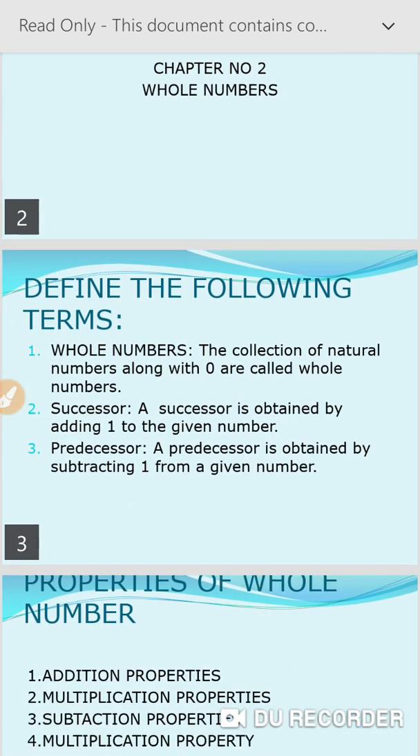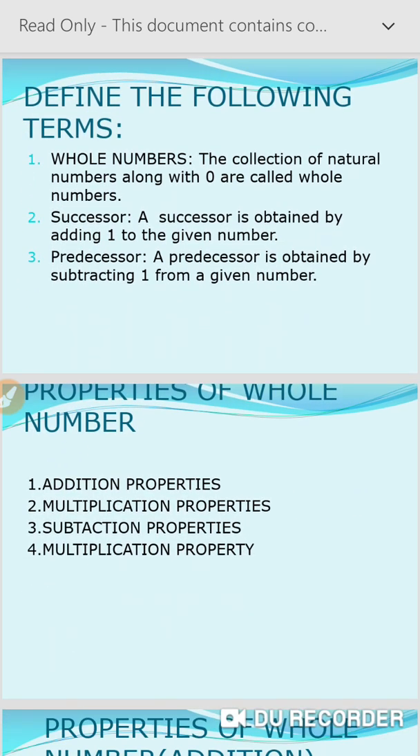Now moving on to your second set of definitions, that is successor. A successor is obtained by adding 1 to a given number. Next definition is your predecessor. A predecessor is obtained by subtracting 1 from a given number.